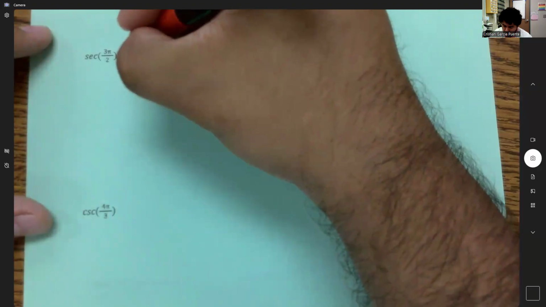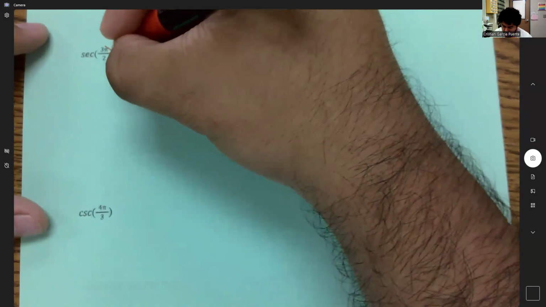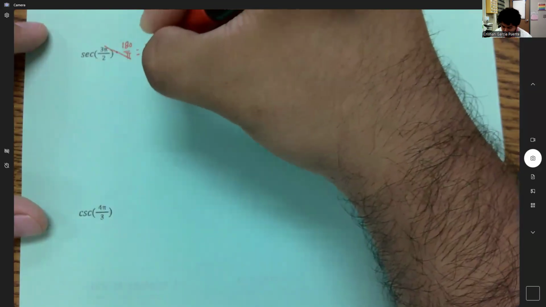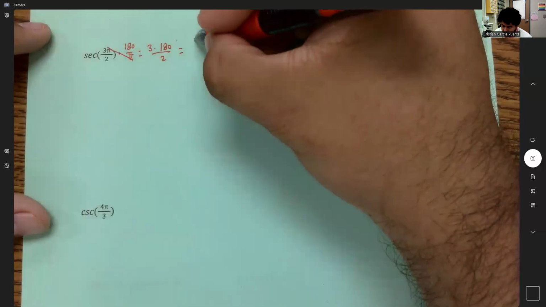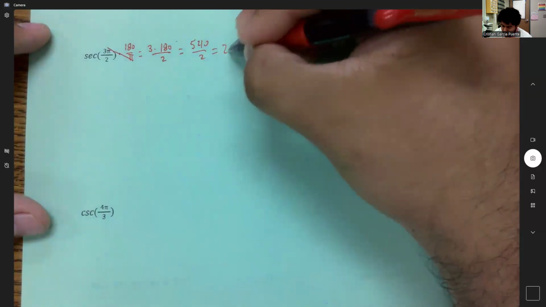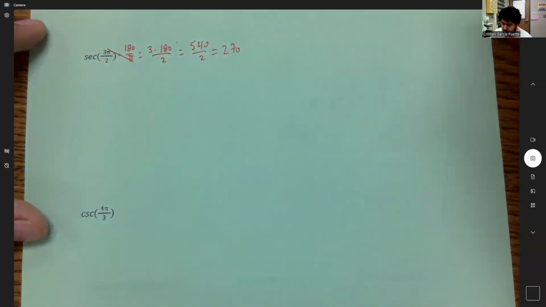Same thing. First step, we've got to change it from radians to degrees. The way we do that is to multiply by 180 over pi. The pi's are going to cancel. So on top, we'll be left with 3 times 180, and on the bottom, we'll be left with 2. Now, 3 times 180 is just 540. On the bottom, still 2. 540 divided by 2 is 270.